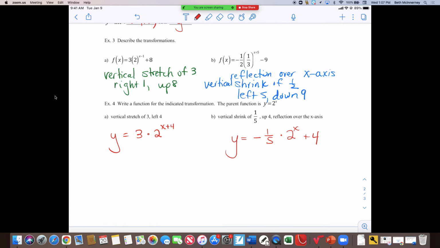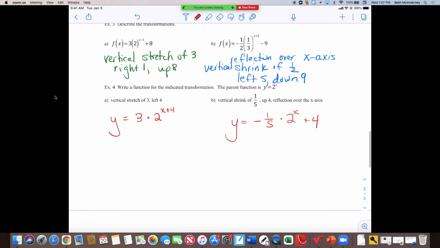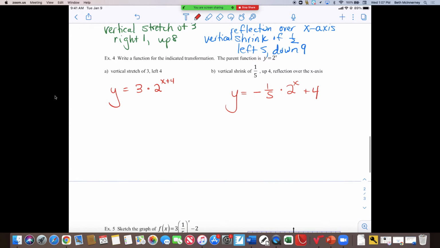All right, let's check it here. Part A, I had y equals 3 times 2 to the x plus 4 power. Part B, y equals negative 1/5 times 2 to the x, and then you have a plus 4. All right, questions on that one? Yes, you can do f of x, you can do g of x.